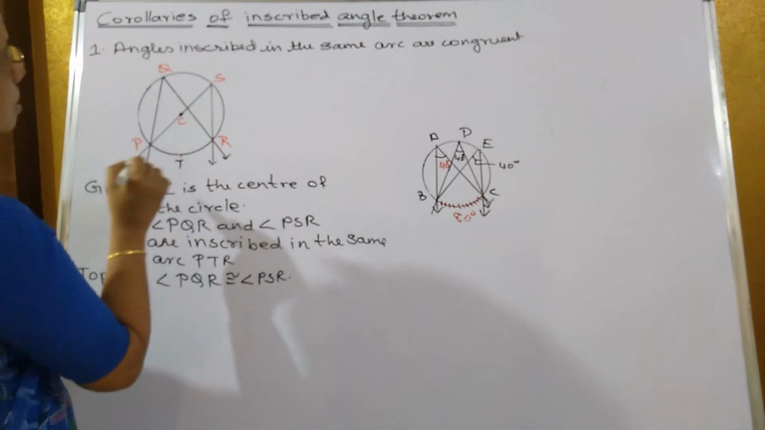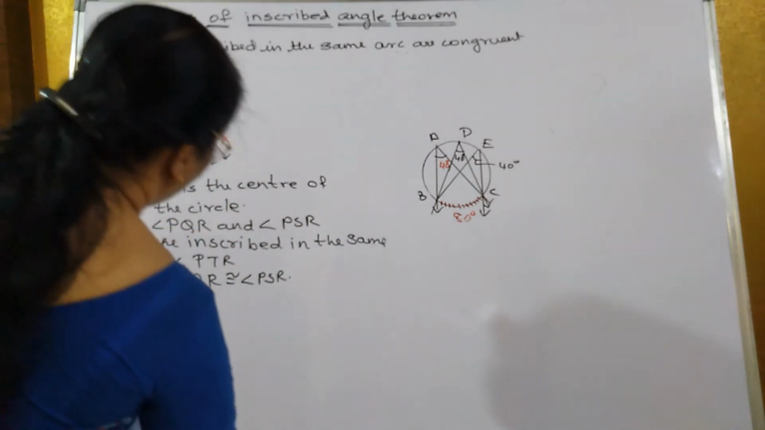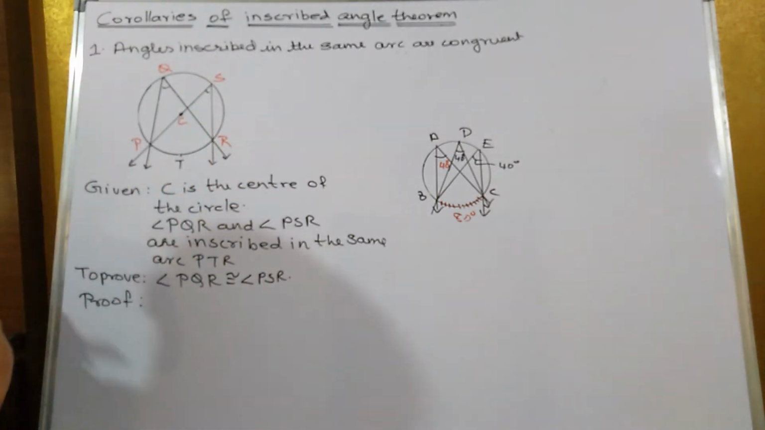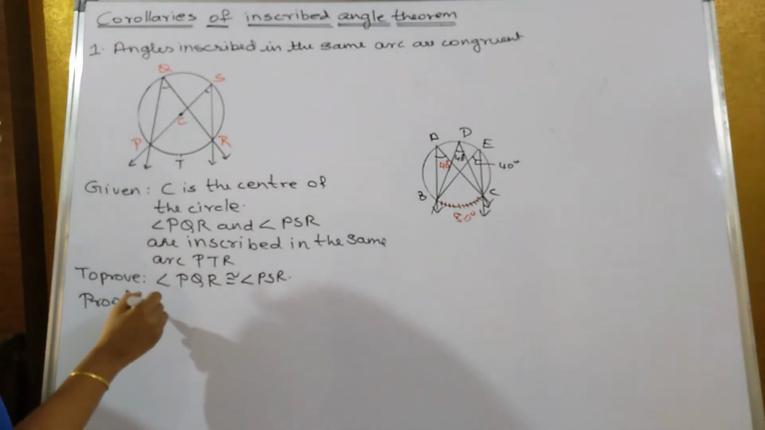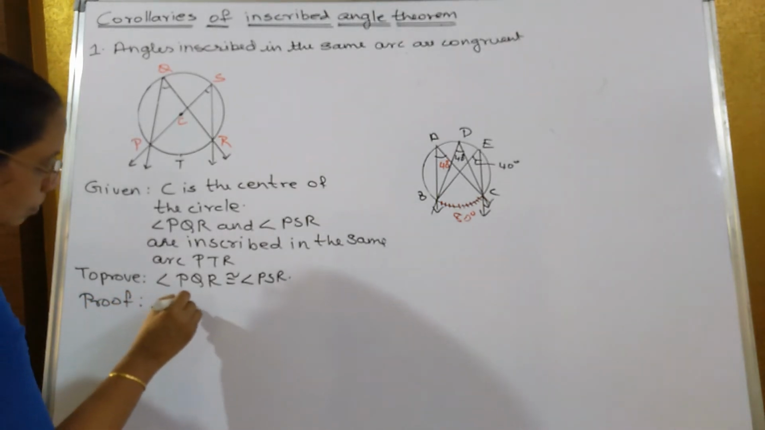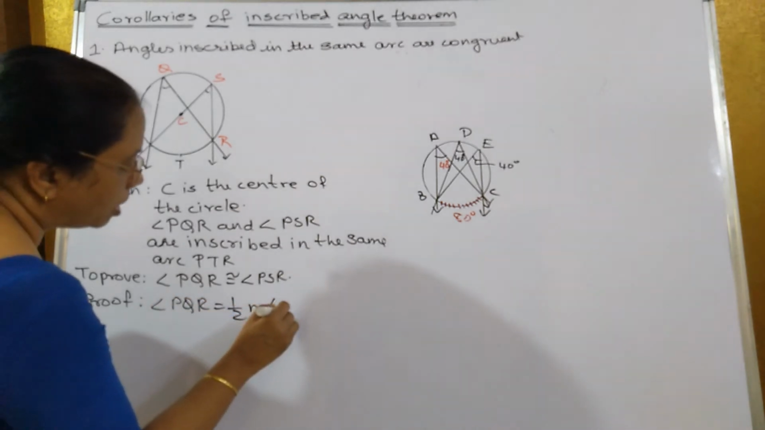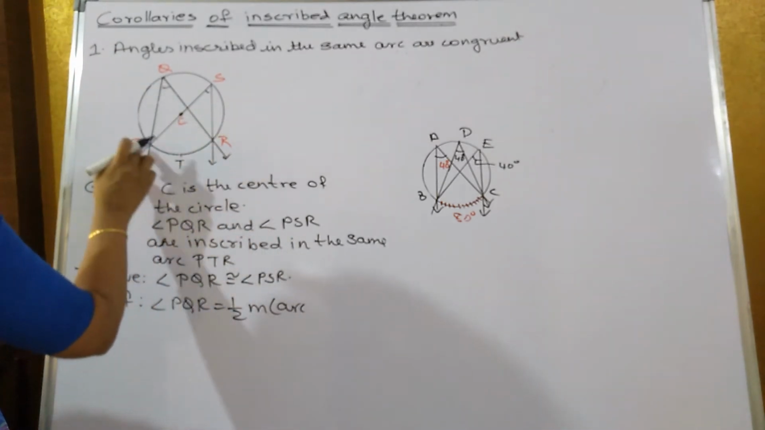This is T over here. So PTR. Now to prove that angle PQR, that is this angle and this angle, are congruent to each other. Proof. Now angle PQR is equal to half of measure arc. So this angle is half of the measure arc PTR.